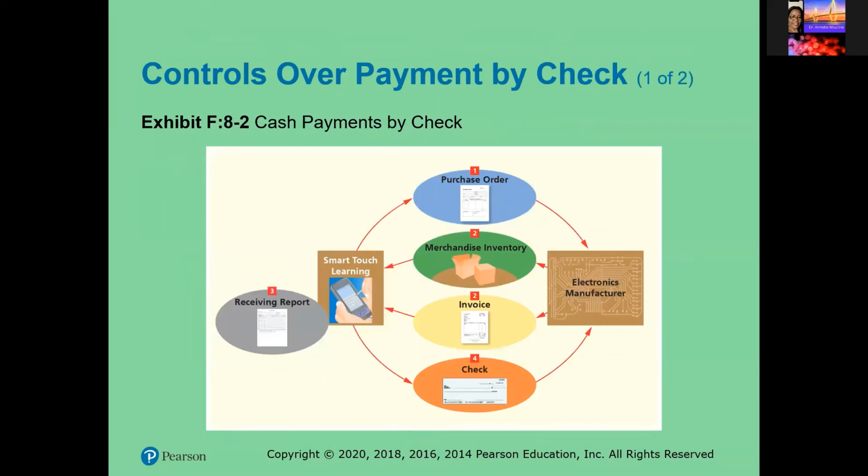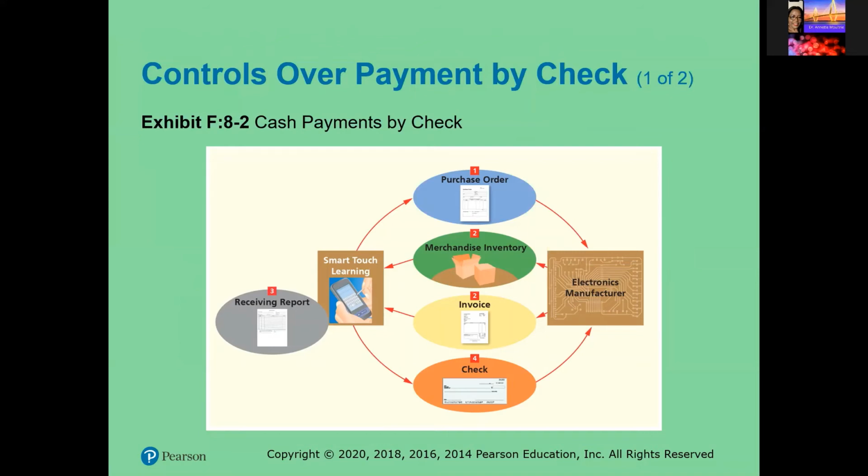Here you see Exhibit 8-2, cash payment by check. It shows the purchasing and payment process. First, you see a purchase order is prepared and sent to the vendor. Second, the inventory is sent by the vendor to the company. However, at the same time, a copy of the invoice is sent to the company.